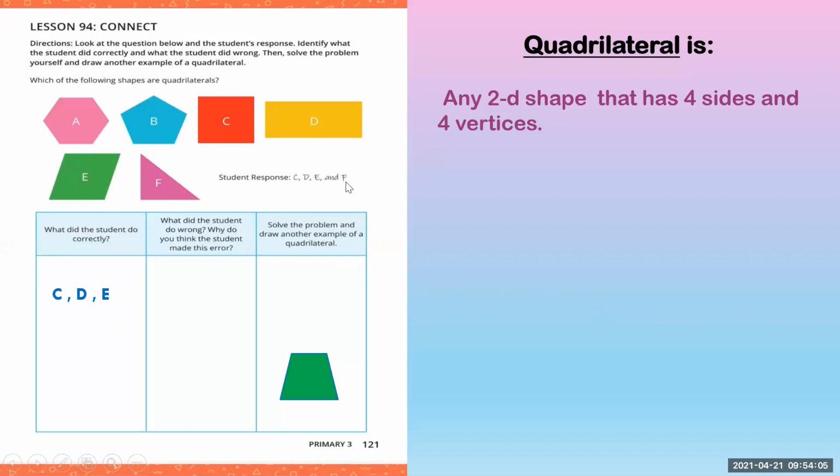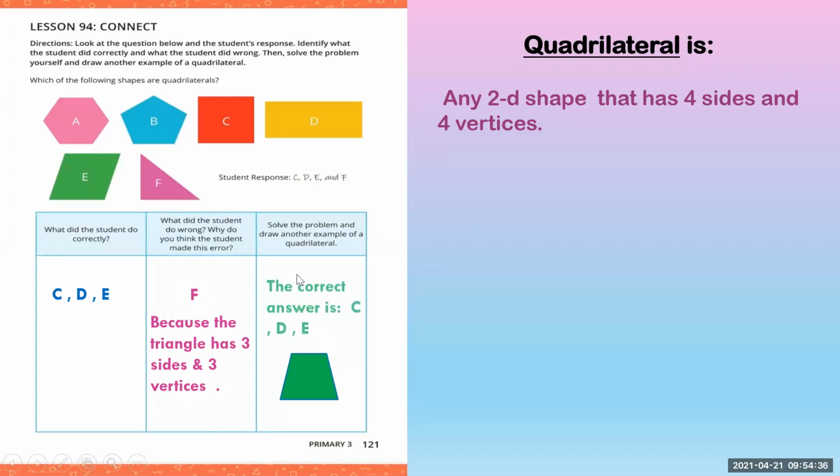F is a quadrilateral? No. So F is not a quadrilateral. We know that F is not a quadrilateral because it's a triangle, and a triangle has 3 sides and 3 vertices.